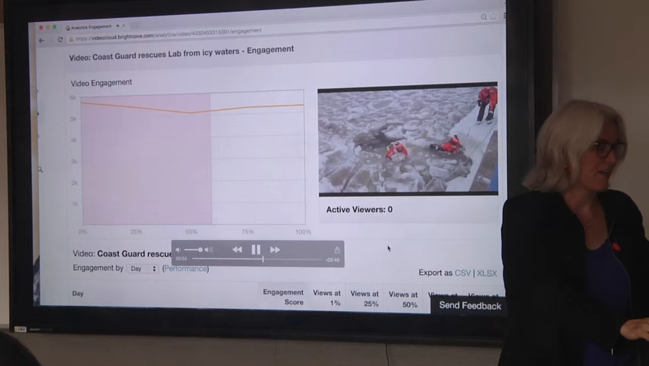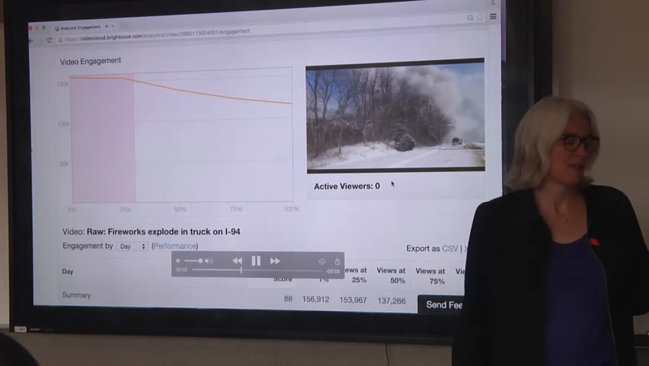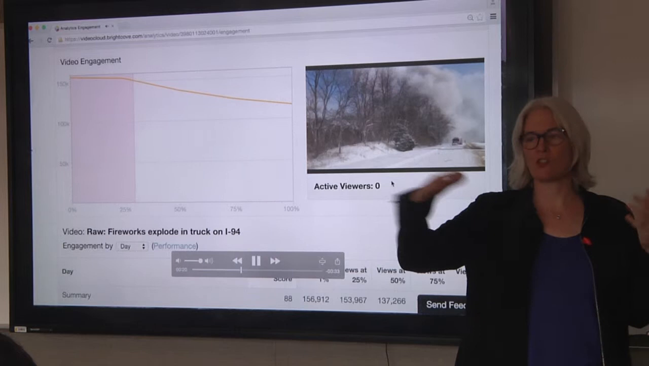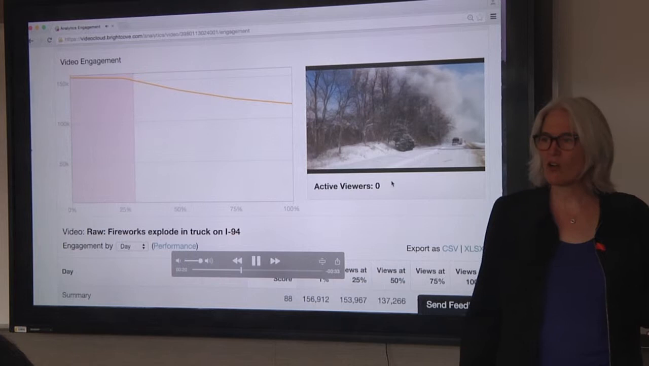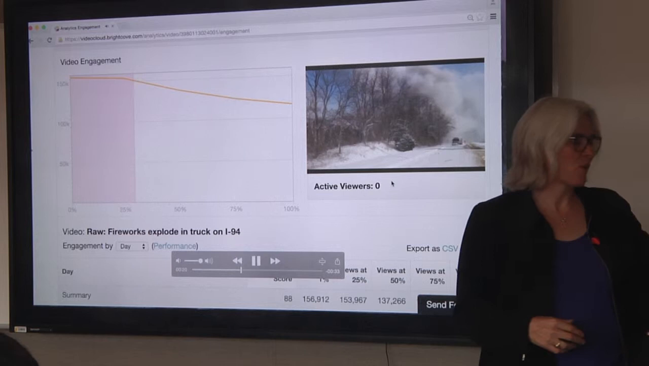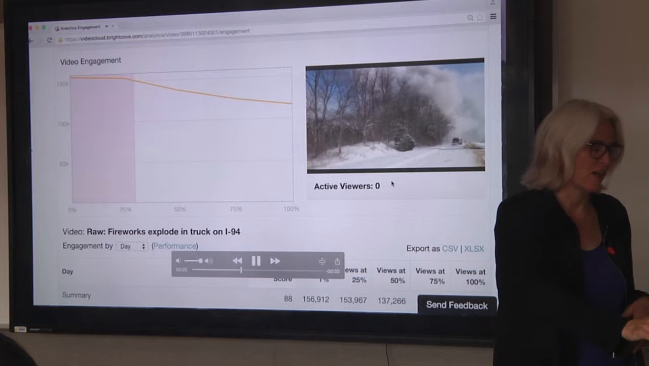This is from that same pileup. And I should actually check to see if the audio would work on these, because for some reason it wasn't working. I have video of this, so I could actually make you watch all 3 minutes of this. The audio was actually really good. The truck was carrying firecrackers and firework stuff, so it's always making this noise. So it has a better completion rate, although it's not as long. It's just 30 seconds. 156,000 people looked at that.